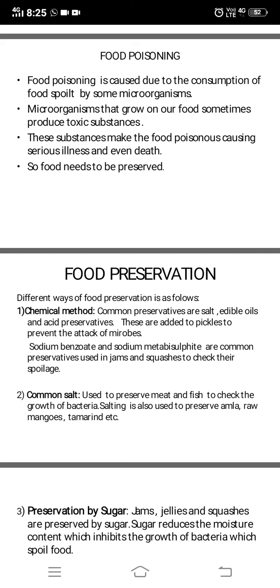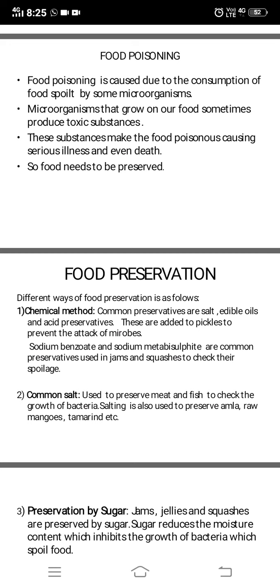Which get inside your body when you eat that food. You might have seen when bread is kept for a longer time outside, there is some gray deposit on it. That is actually the bread mold, which comes under fungi. So that is again a microorganism. You should not eat such spoiled food. These substances make the food poisonous, causing serious illness, and in severe cases even death. So that is why food needs to be preserved.